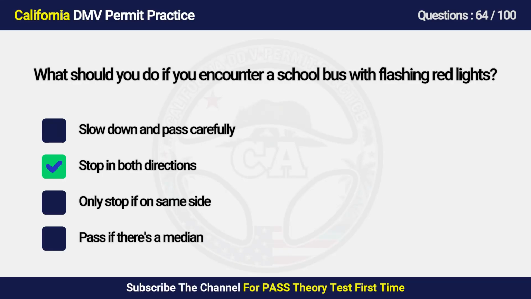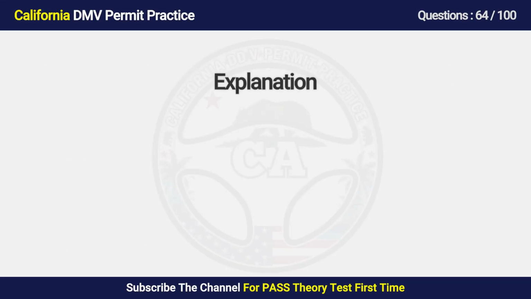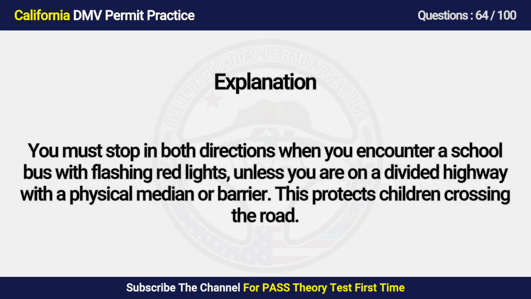Answer is B. Stop in both directions. You must stop in both directions when you encounter a school bus with flashing red lights, unless you are on a divided highway with a physical median or barrier. This protects children crossing the road.